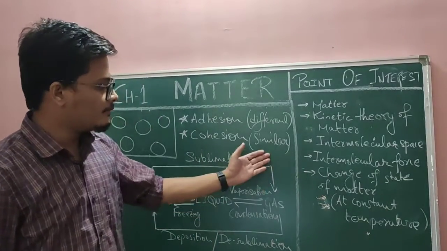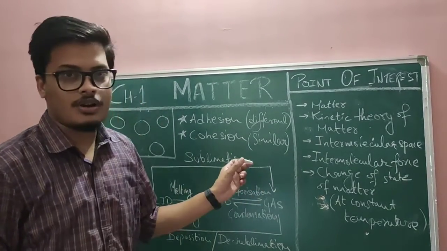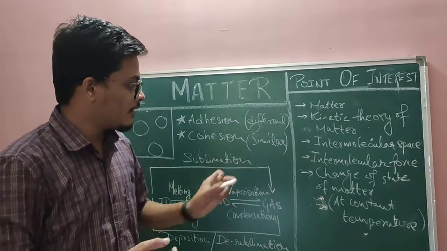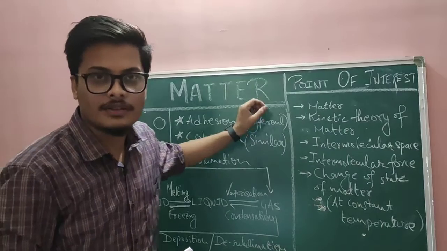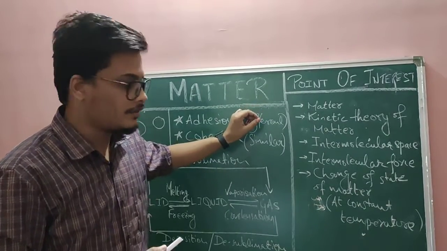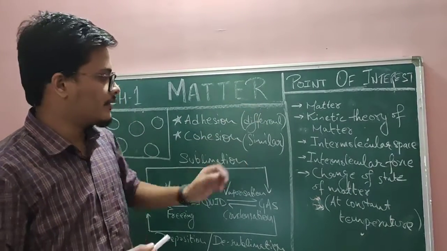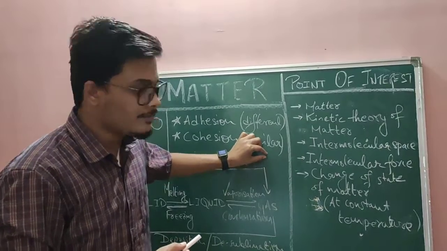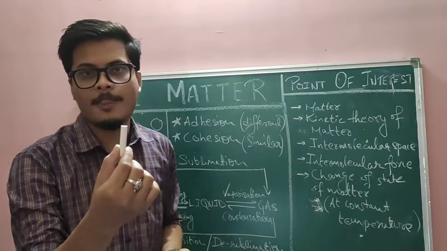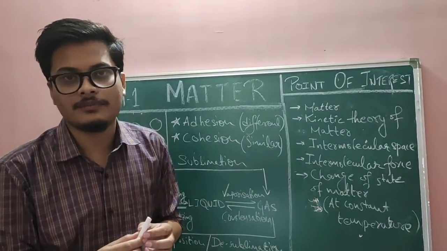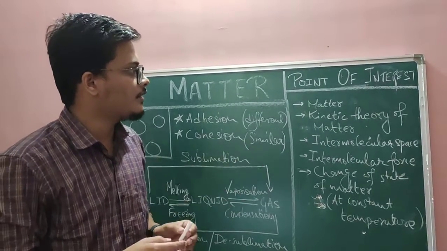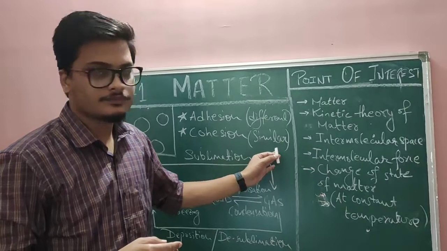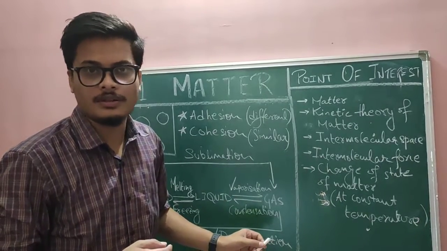Suppose you are comparing this green board with this chalk. Okay? You will find that the particles of this green board and the particles of this chalk will be different. Clear? Might be the particle of the chalk is much smaller than the size of the particle of the green board. Clear?